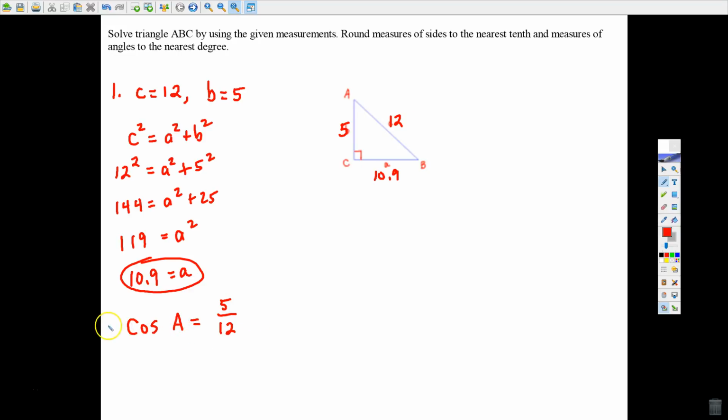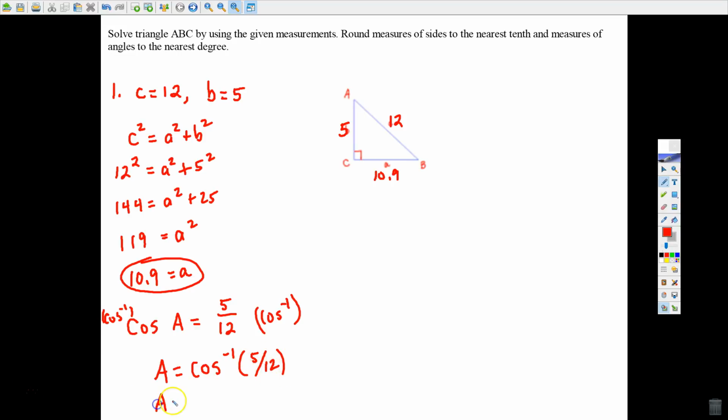To solve for A, I'm going to have to do the arc cosine, or that's just another word for inverse cosine, on both sides of this equation. Anytime you're looking for an angle measurement, you're going to be doing the inverse sine, cosine, or tangent. In this case, cosine, of course. So here's how it's going to look in your calculator. You're going to do second cosine and then put 5/12 in, and let's see what you get.